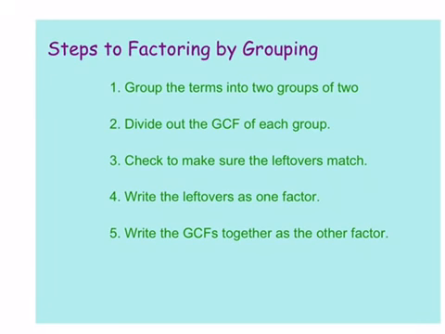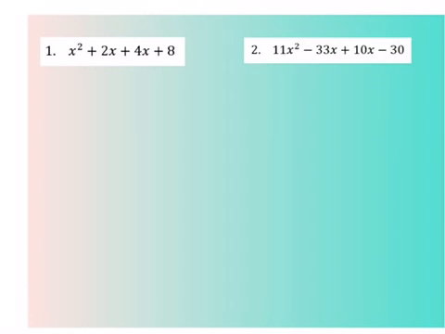Here are the steps we're going to take for factor by grouping. Step 1, we want to group the terms into 2 groups. Step 2, divide out the GCF of each group. Step 3, check to make sure the leftovers match. Step 4, write the leftovers as one factor. And then step 5, write the GCFs together as the other factor. So let's look at our first example and make these steps make a little bit more sense.